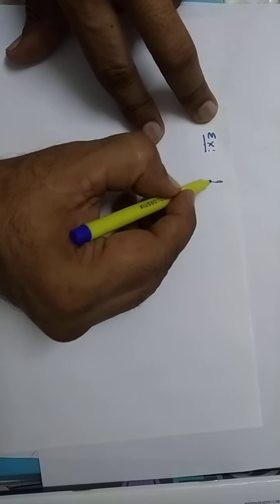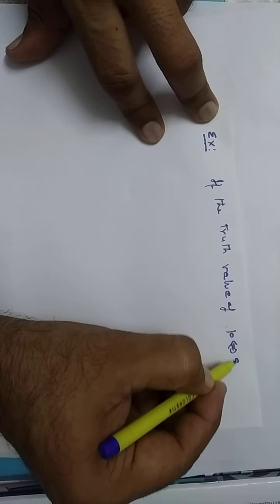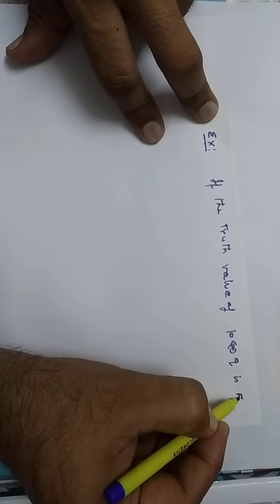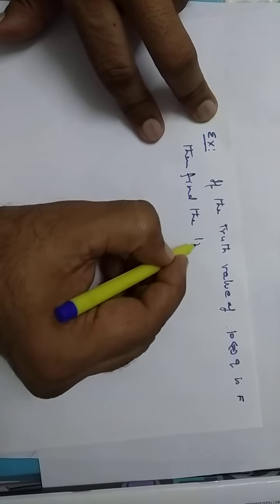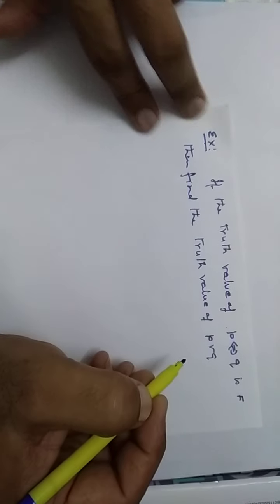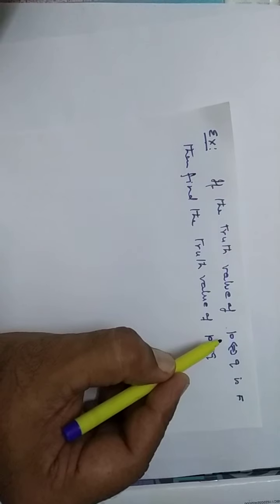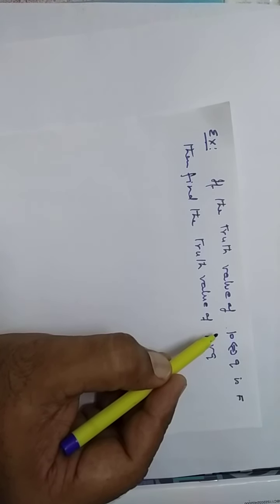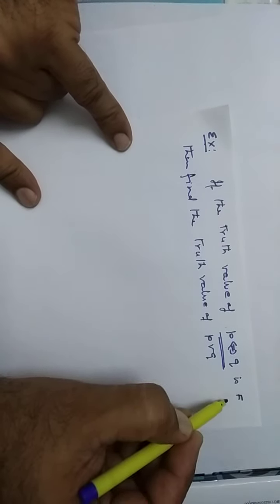If the truth value of P if and only if Q is false, then find the truth value of P join Q. So first we will see when P implies Q and Q implies P is F. We have to check which conditions make the value of this statement false. So let's make a table.